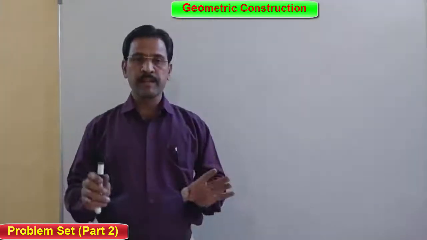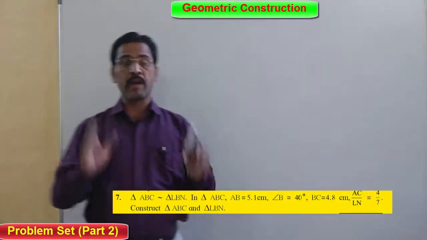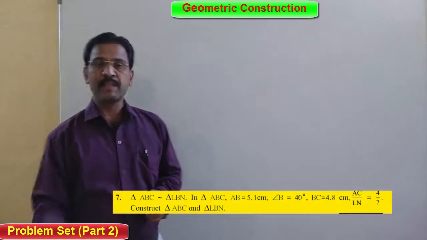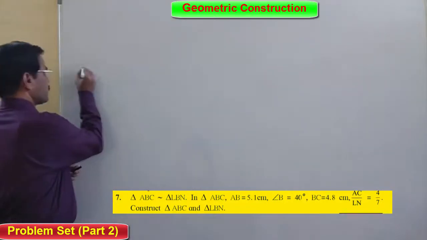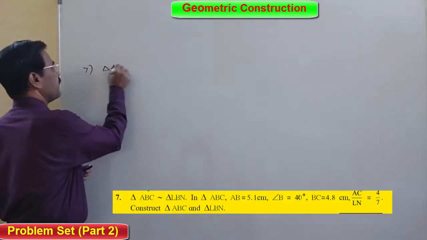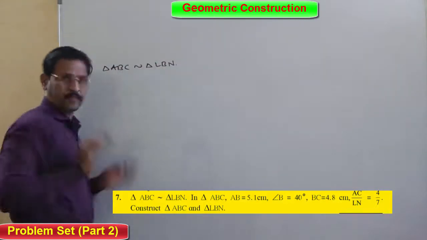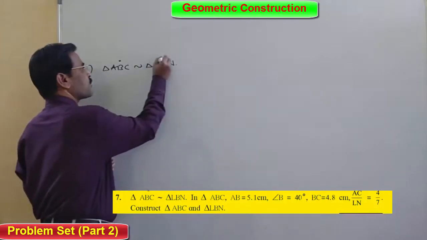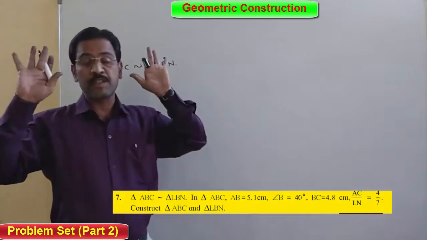Friends, in the next sum, the 7th one, again this is very important. See first, triangle ABC is similar to triangle LBM. Look here, I'll write it first: triangle ABC similar to triangle LBM. Just try to observe, B is the vertex which is common in both. That means which procedure? Try to just recall.